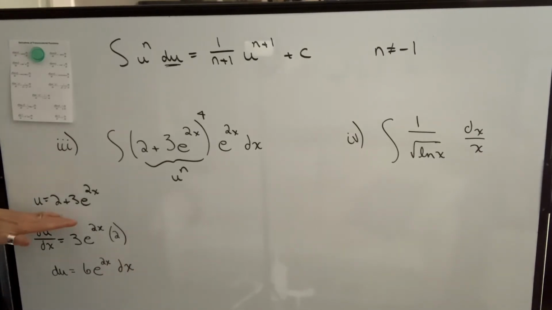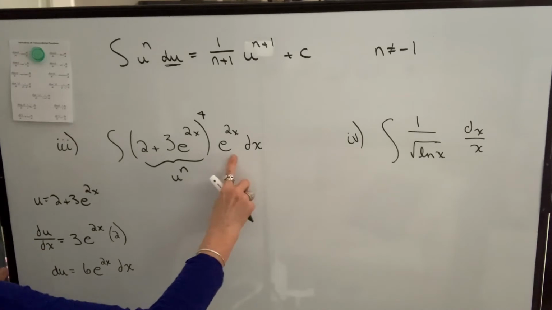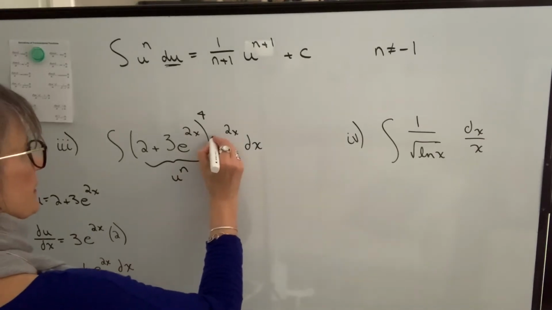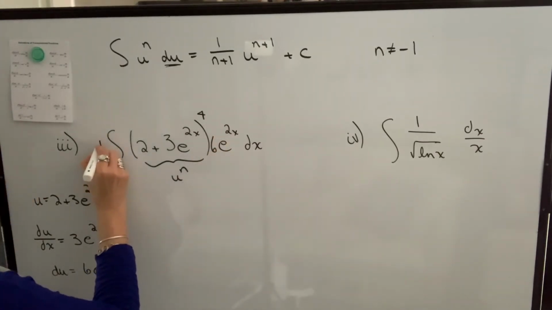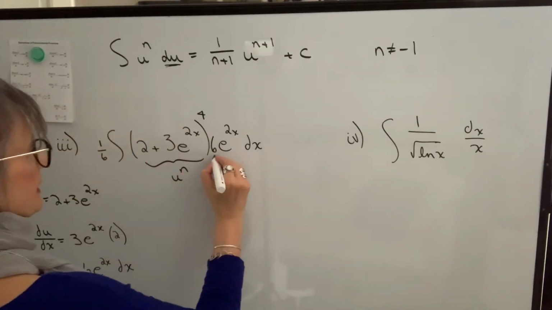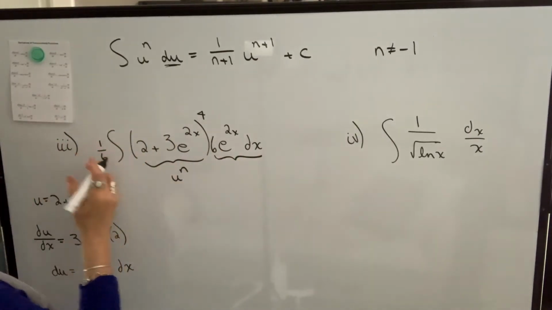And if you want to go straight from u to your du factor, that's fine. I just don't want to lose anybody, so I find the derivative, and then I just multiply both sides by dx. Do I have this du factor? Almost. I have the e to the 2x. I'm missing the 6, so I can introduce a 6 as long as I balance it. If I multiply by 6, I also have to divide by 6, and I can do that division outside of the integral sign.